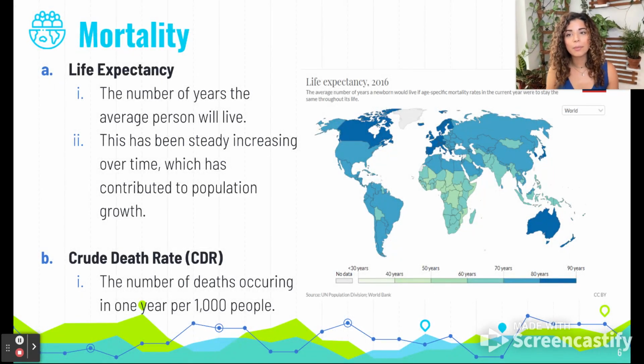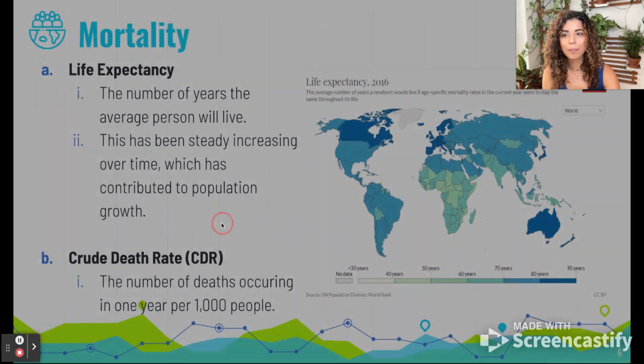For mortality, we have life expectancy. This is the number of years an average person will live. We've also seen this increase significantly over time, and it's a major contribution to population growth. We're just surviving to be a lot older now. As you can see on this map, the darker the blue, the older the life expectancy is. And then we also have something called crude death rate or CDR. This is just like crude birth rate, except it's the number of deaths in 1 year per 1,000 people.